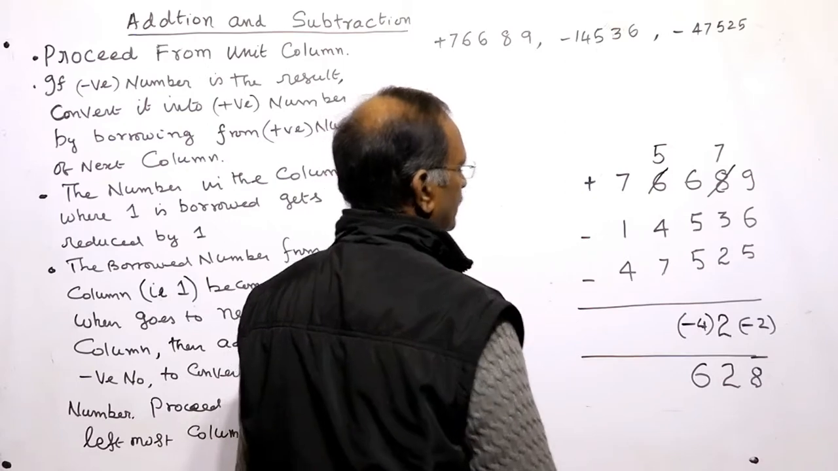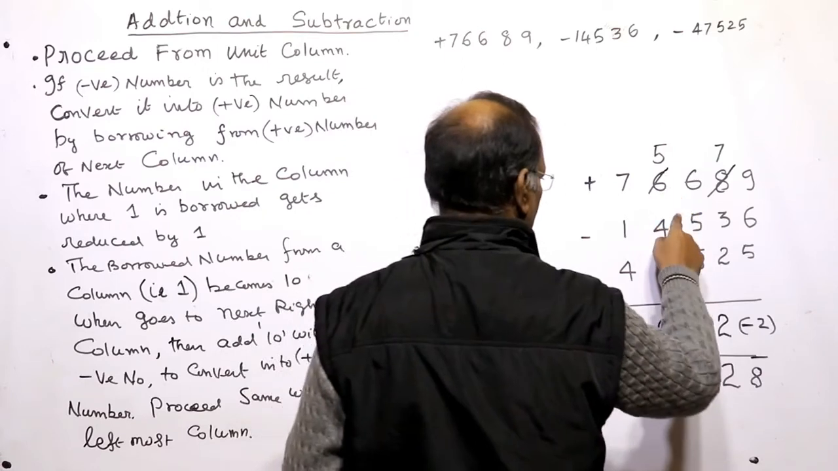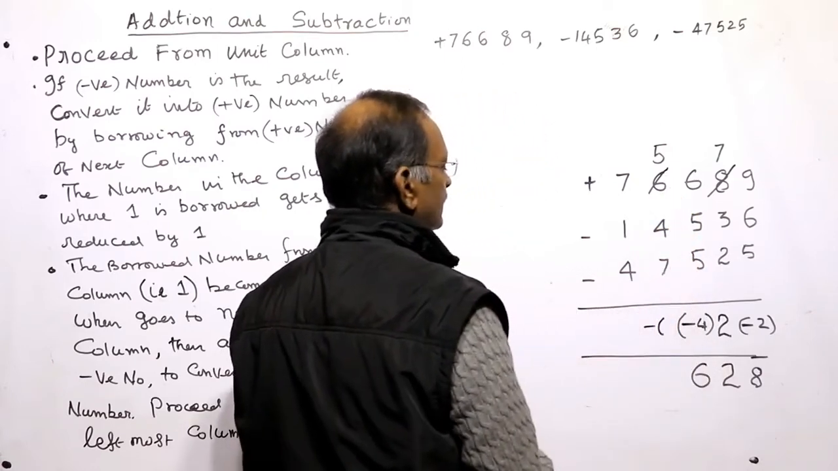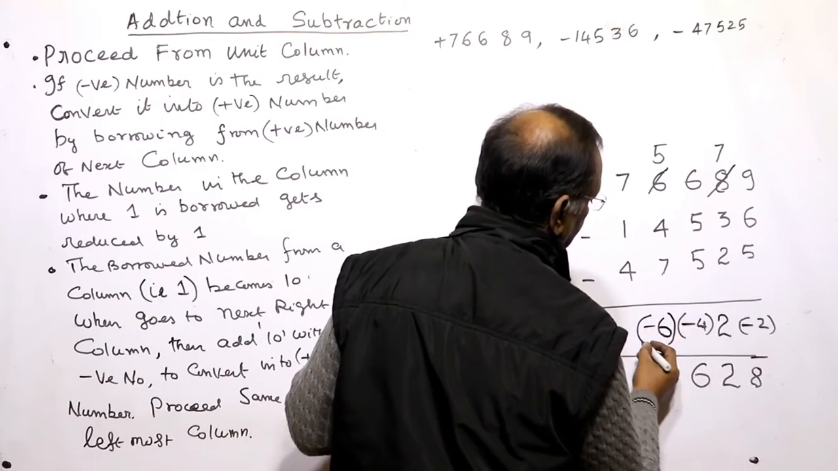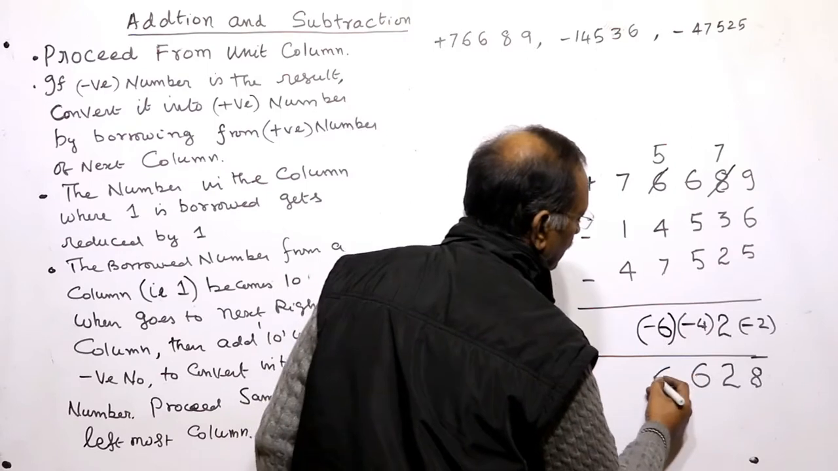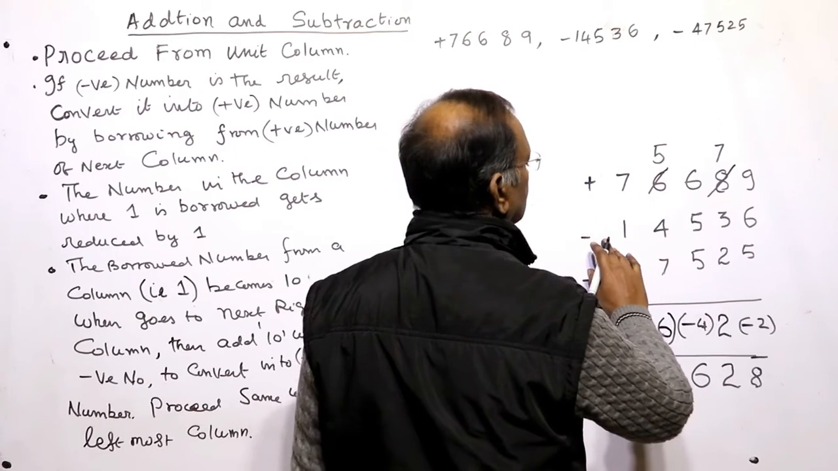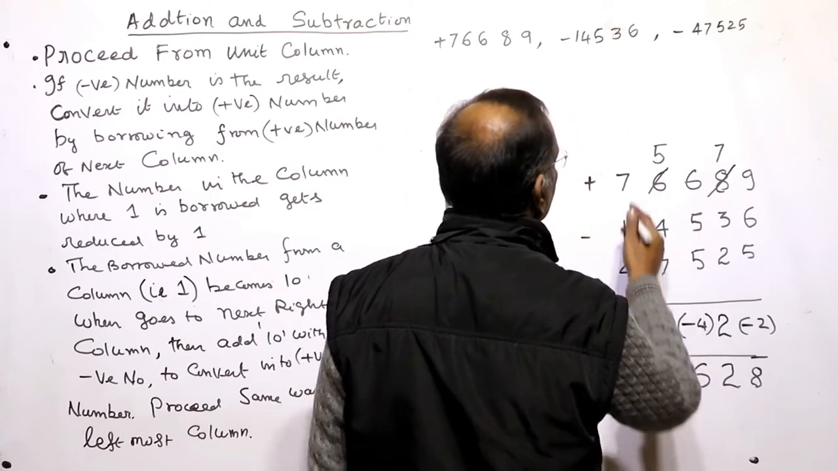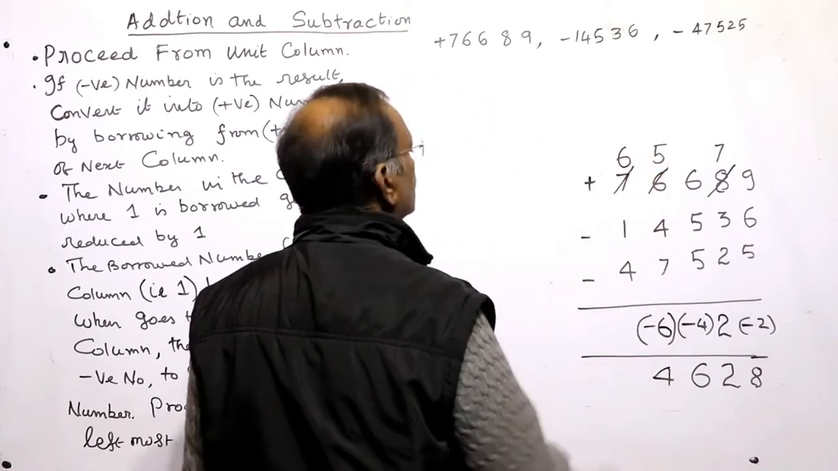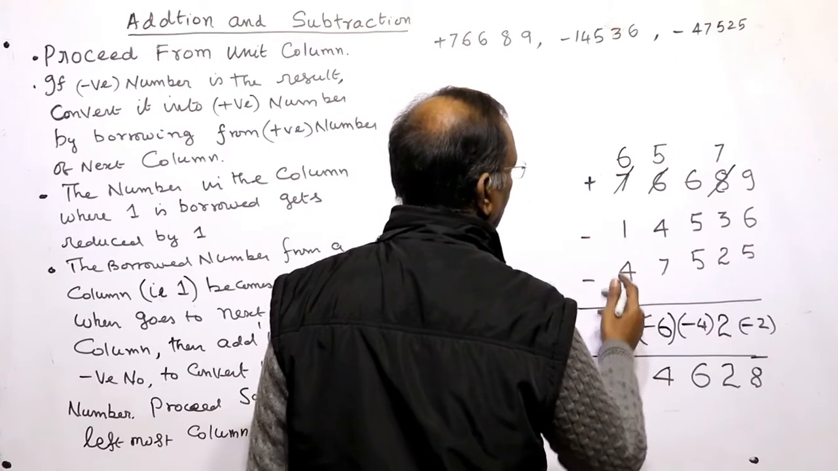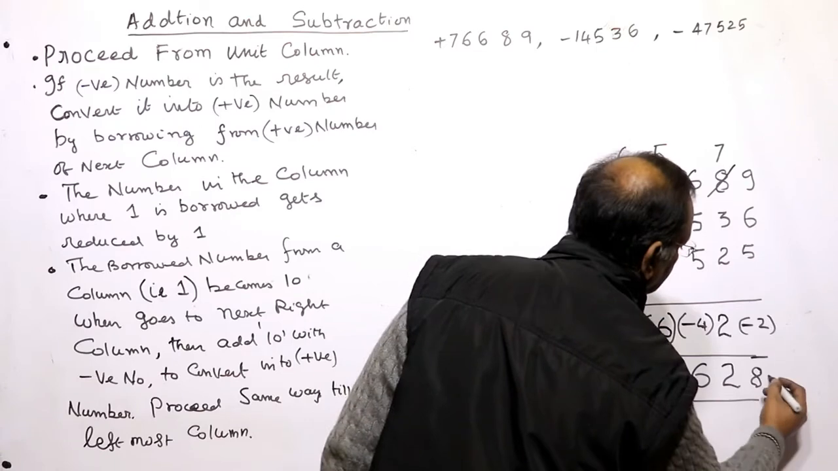1 minus 7 is equal to minus 6. Minus 6 added with the 10 will become 4. When we are adding with the 10, it means we are borrowing one number from the positive number of this column. So this is the positive number for this column. This gets reduced to 6. Now 6 minus 1 is equal to 5. 5 minus 1 is equal to 4. So it is a positive number, we write it straight away. This is the result.